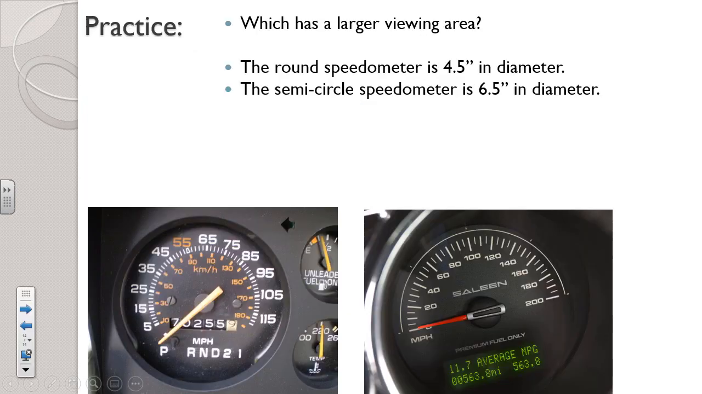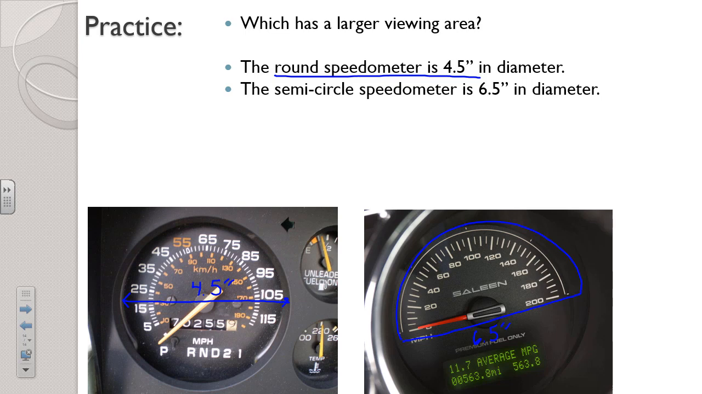Okay, last problem. I want you to do this one. I want you to tell me which of these two speedometers has the larger viewing area. The one on the left is a round speedometer that is 4.5 inches in diameter. Figure out what the area of that is. The one on the right is a semicircle only. It's only a half a circle, but its diameter is 6.5 inches. Find the area of each of those, and we'll compare them. Pause the video, work that, and unpause to see the solution.